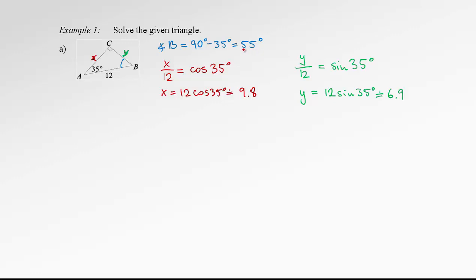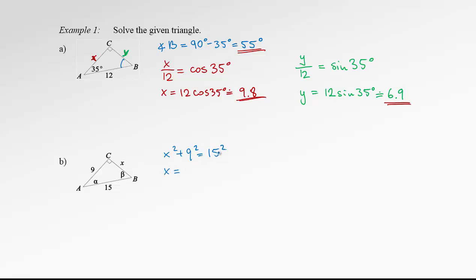Okay, so we found all three unknowns, the angle, one side, and the other side. Therefore, the triangle is solved. Let's see another example. This time we have given two sides and no angles at all. So first, we can apply the Pythagorean theorem, because it's a right angle triangle, to find x. That would be x squared plus 9 squared equals 15 squared. And solve it for x.